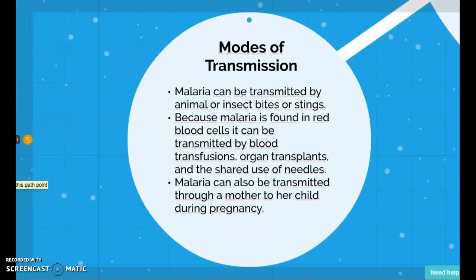Malaria can be transmitted by animal or insect bites or stings. Because malaria is found in red blood cells, it can be transmitted by blood transfusions, organ transplants, and the shared use of needles. Malaria can also be transmitted through a mother to a child during pregnancy.